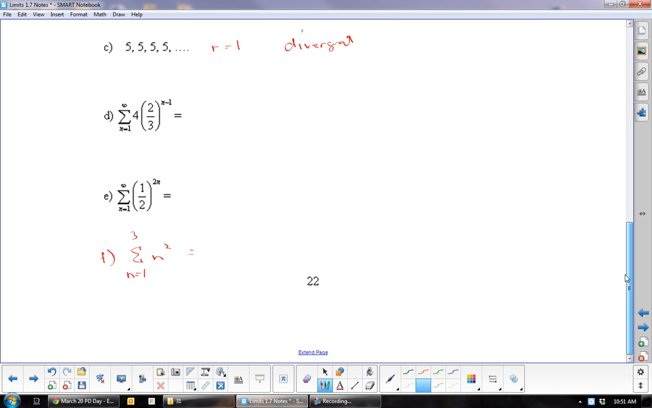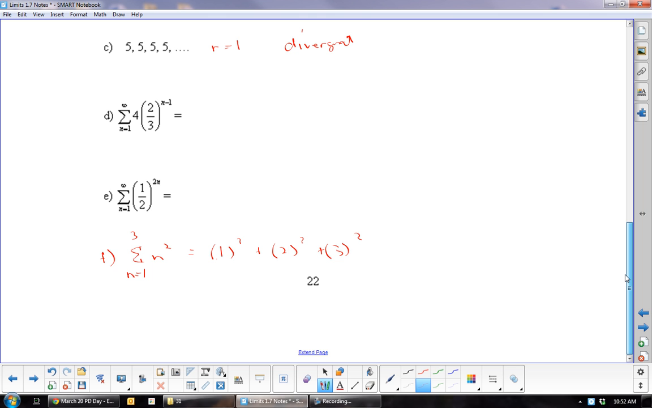So that would be, actually I'm going to use round brackets, 1 squared plus 2 squared plus 3 squared. So n in the sigma keeps replacing n in the equation until you run out, so until the top caps.